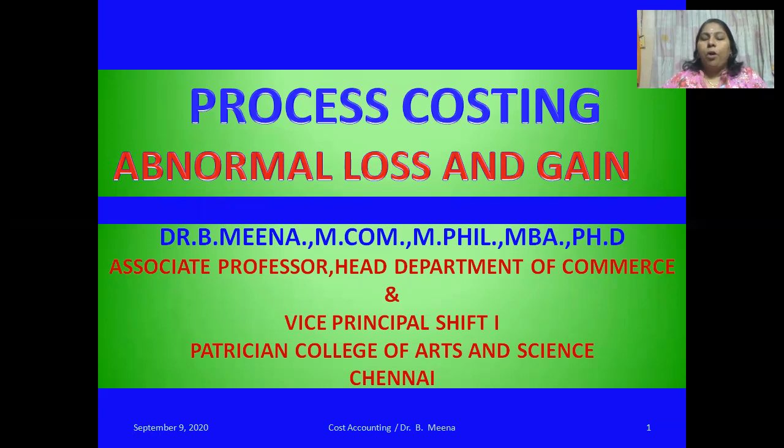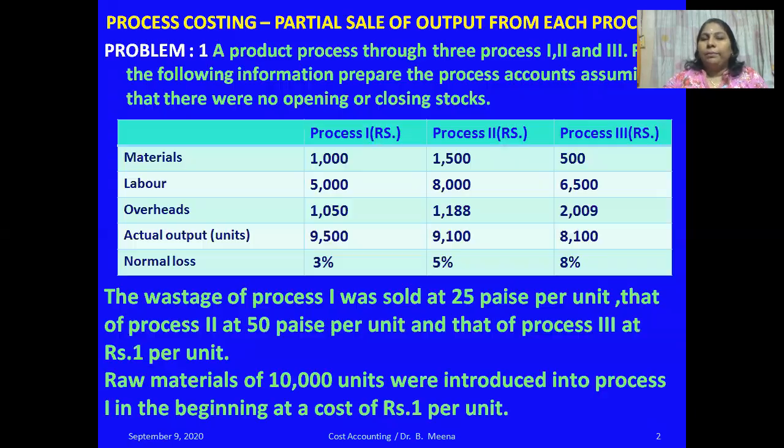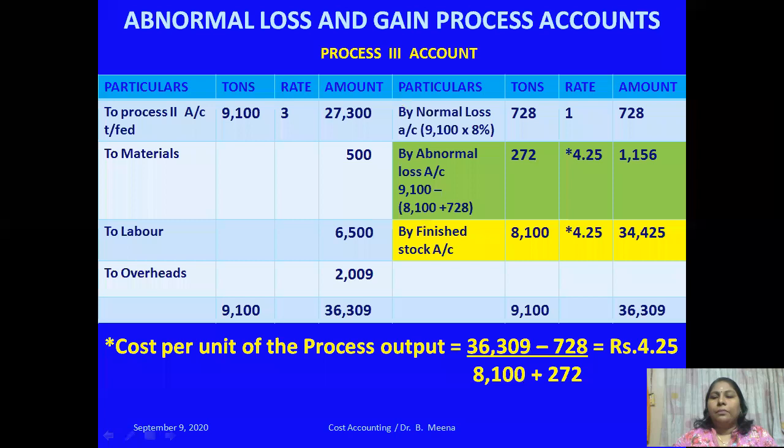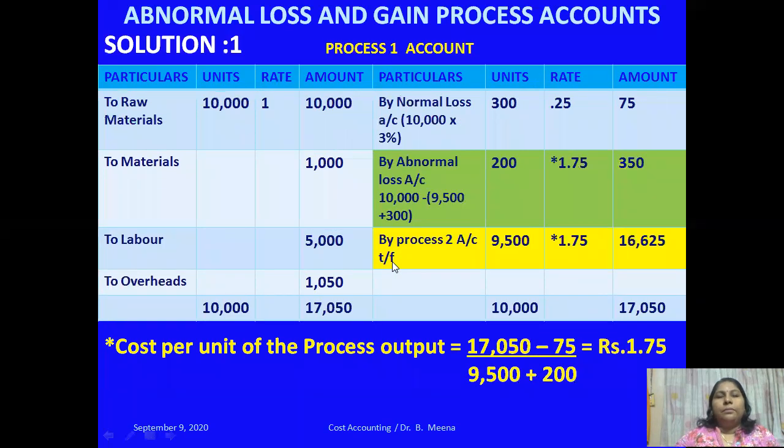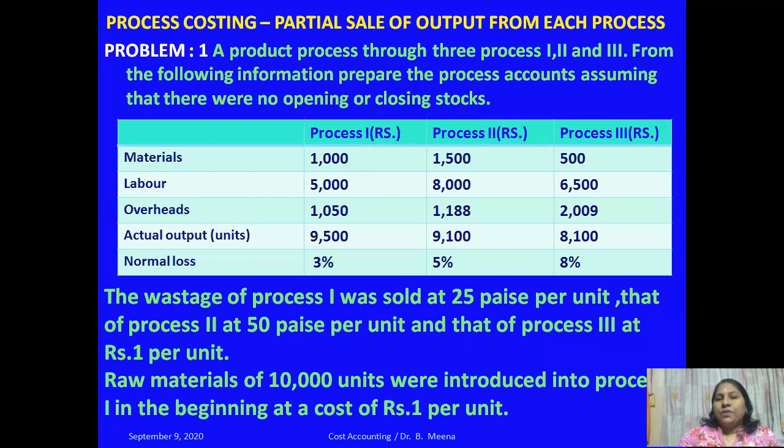Let me check one problem in this model. Look at that. A product is processed through three processes, 1, 2, and 3. From the following information, prepare the process accounts, assuming that there were no opening or closing stocks.